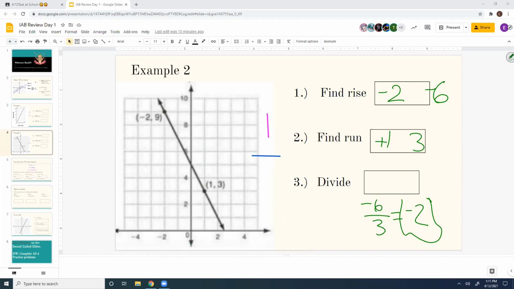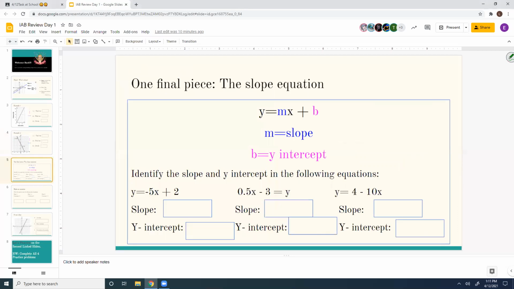Okay, so let's get these written down, and we're going to look at the next piece together. In the next piece, we're going to be talking about slope and y-intercept again, but this time we're looking at equations as opposed to lines on a graph. If we scooch down to slide number 5, we're looking at the slope equation.